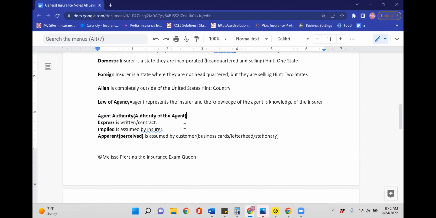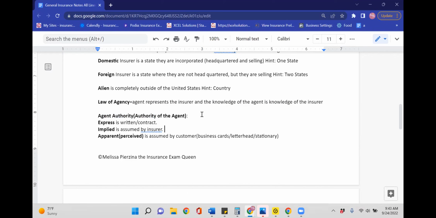This is the authority you have as an agent. So as a licensed agent, you have certain authority. You have power to do things, and you need to know all three types of power. The first type of power, authority, is express. Express authority is the power that I have that is written in my contract.